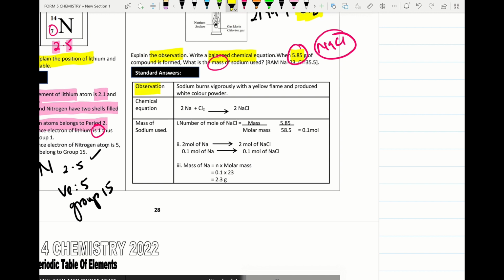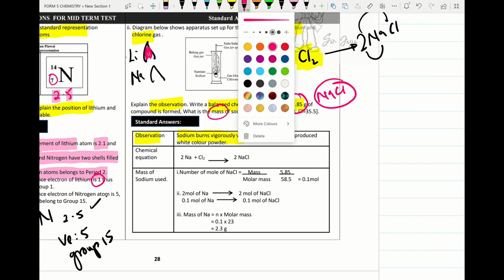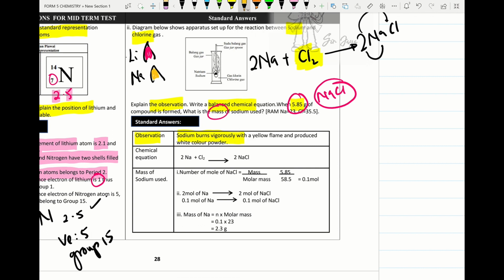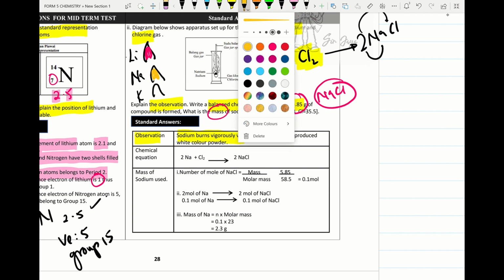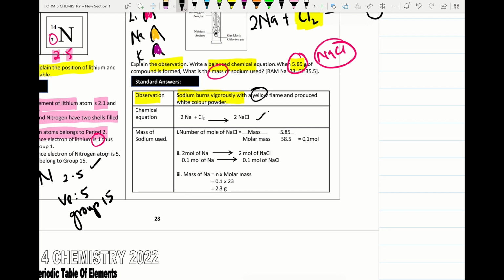So your observation, so sodium burns vigorously. So always remember, lithium will produce red color flame. All right, sodium when burned, it will produce yellow color flame, and potassium, it will burn and produce lilac color flame. So here sodium burns vigorously with yellow color flame and produces white color crystal or powder. The chemical equation is given.